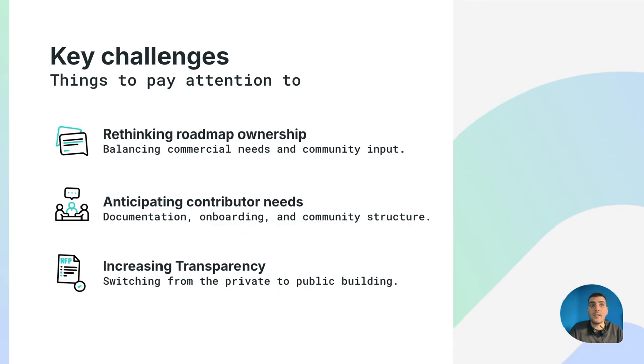I mean, the key challenges and the things to pay attention to, something that we are still tackling, is number one, rethinking the roadmap ownership. It's very important to find the right balance between commercial goals and community input so we can build a product that works for everyone. And I'll explain a bit the way we're trying to solve this.